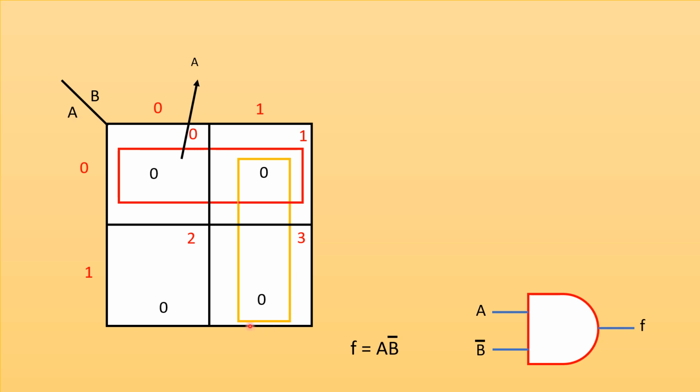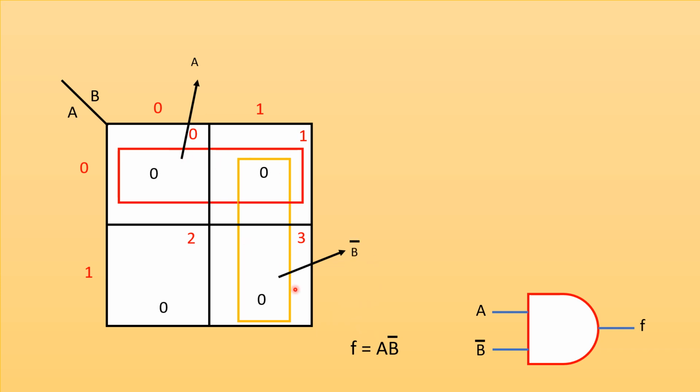Now, let us consider this yellow square. Here we can see that the variable B is constant throughout the square. 1 is denoted as B bar here. So, this B bar is constant throughout the square and this variable A is changing from 0 to 1. Therefore, we can call this square B bar.